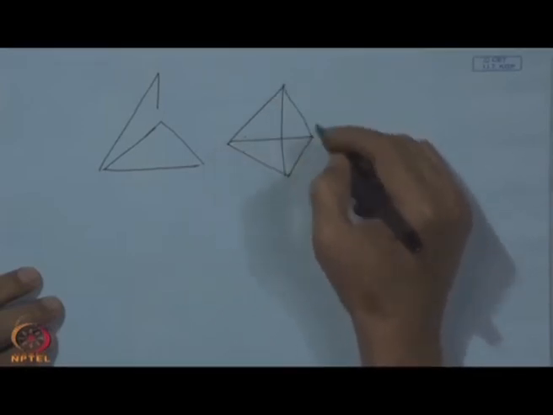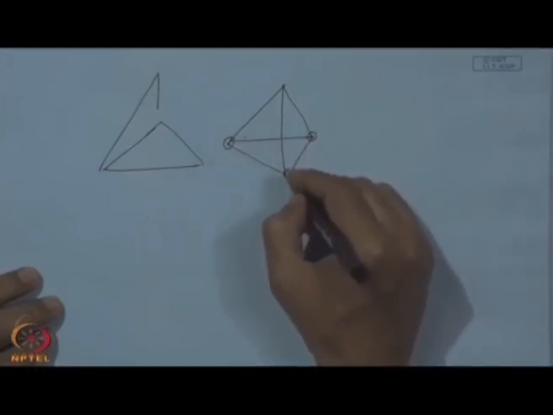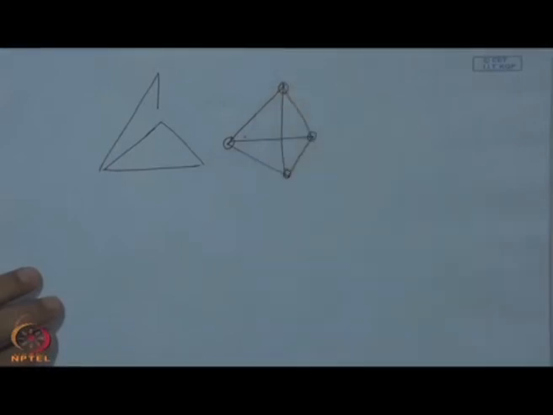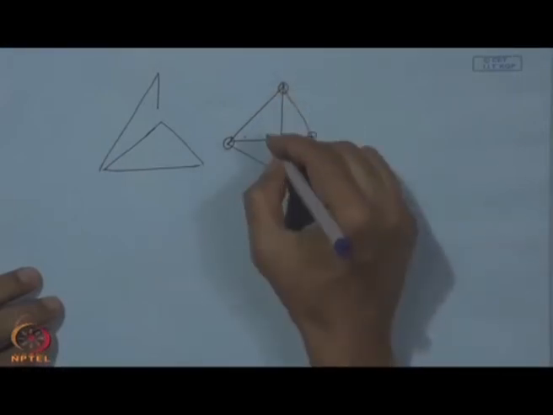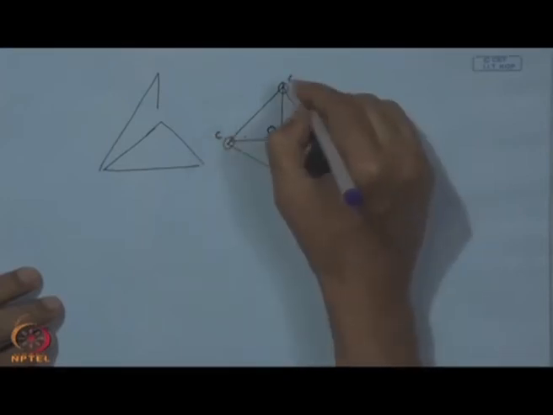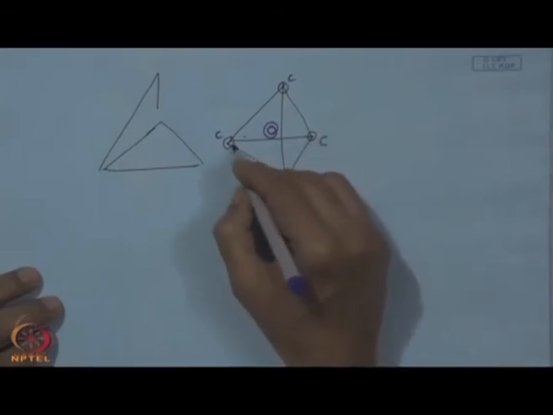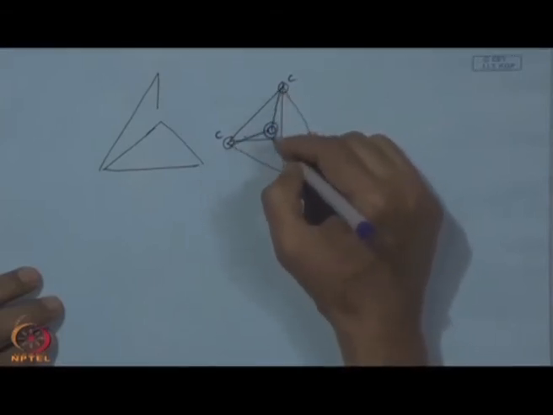So, this is a tetrahedral structure. Here we have corner atoms, 4 corners, and they are connected by one central atom. This is carbon, and that is the central atom, and that is the formation. So, this is actually the formation.